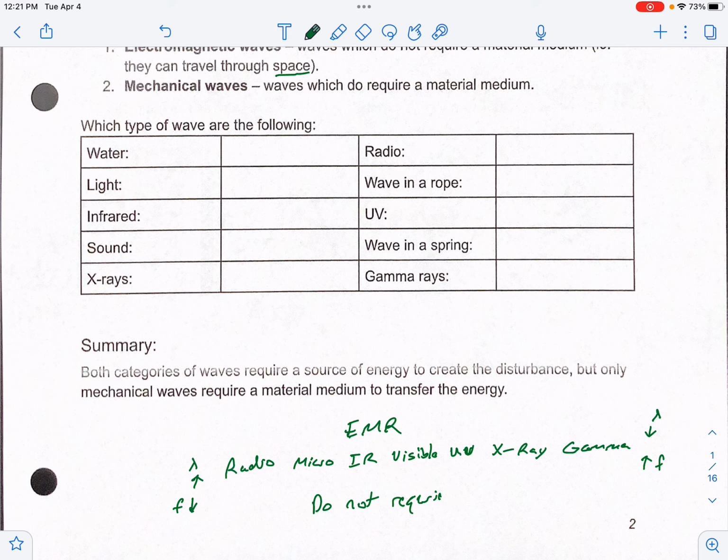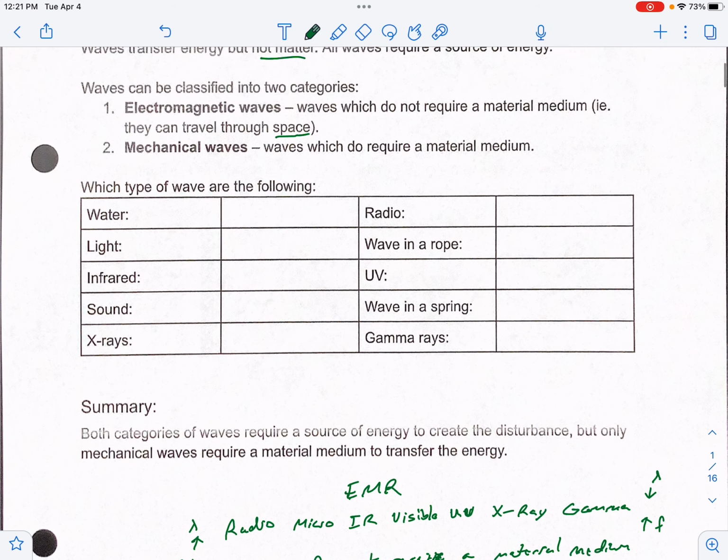So they do not require, if I could spell, a material medium. So all these can travel through space. Okay, so when we go up here, it says which type of waves are the following. So again, mechanical does require a material medium. So water, that is a material medium. So this is going to be mechanical.